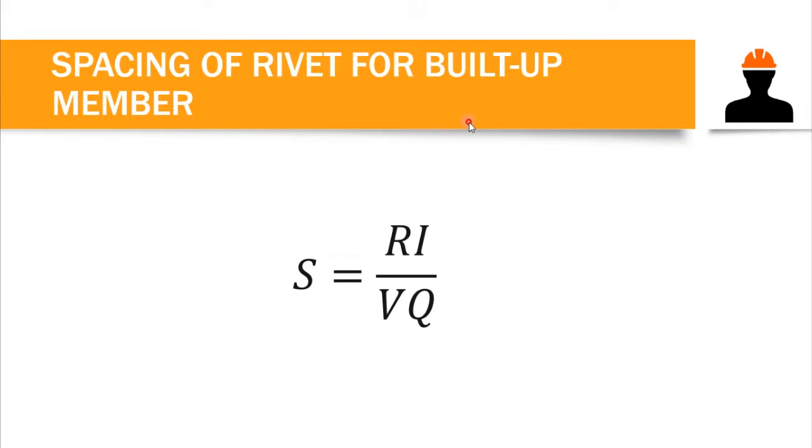Now if we have a built-up member, or a member that is fabricated separately and the parts were combined to form a member or a beam, then they are connected by a rivet or a bolt, correct? Now we can compute the spacing of that rivet by using this formula here, s = RI/VQ, where R here is the shear force capacity of a single rivet or bolt. So we are going to compute for the spacing of a rivet if we have a built-up member.